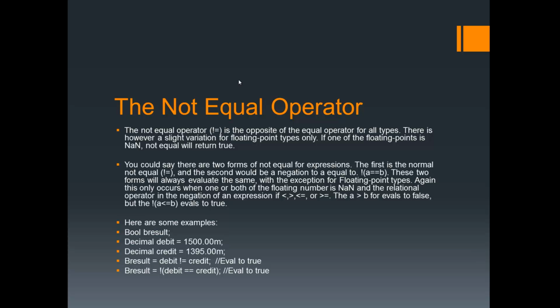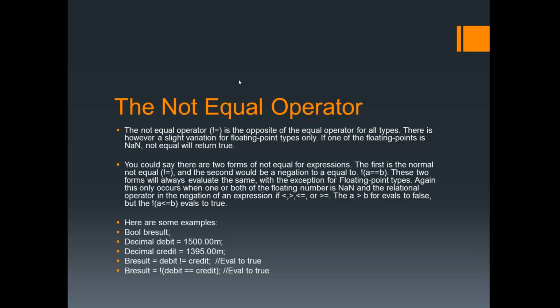You could say there are two forms of not equal for expressions. The first is the normal not equal to, the exclamation point equal sign. The second would be a negation of the equal to sign. That would be putting your double equals operators in parentheses, and then on the outside of that putting the exclamation point, and that pretty much says the same thing, not equal to. These two forms will always evaluate the same, with the exception of, yet again, floating point types. Again, this only occurs when one or both of the floating numbers is not a number.